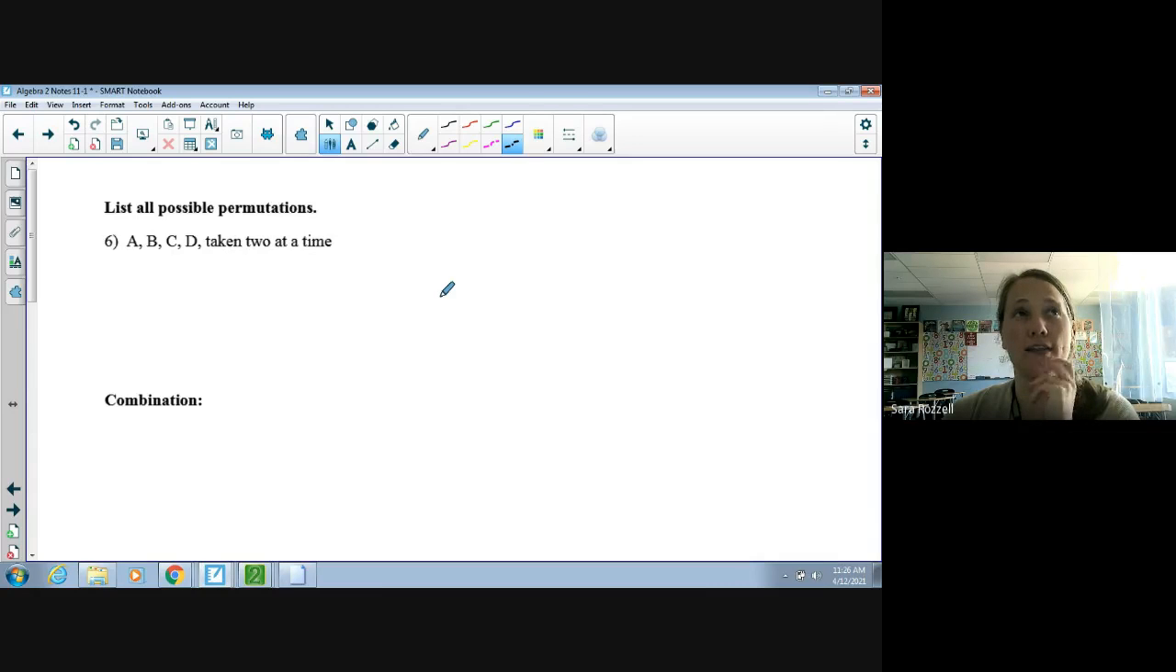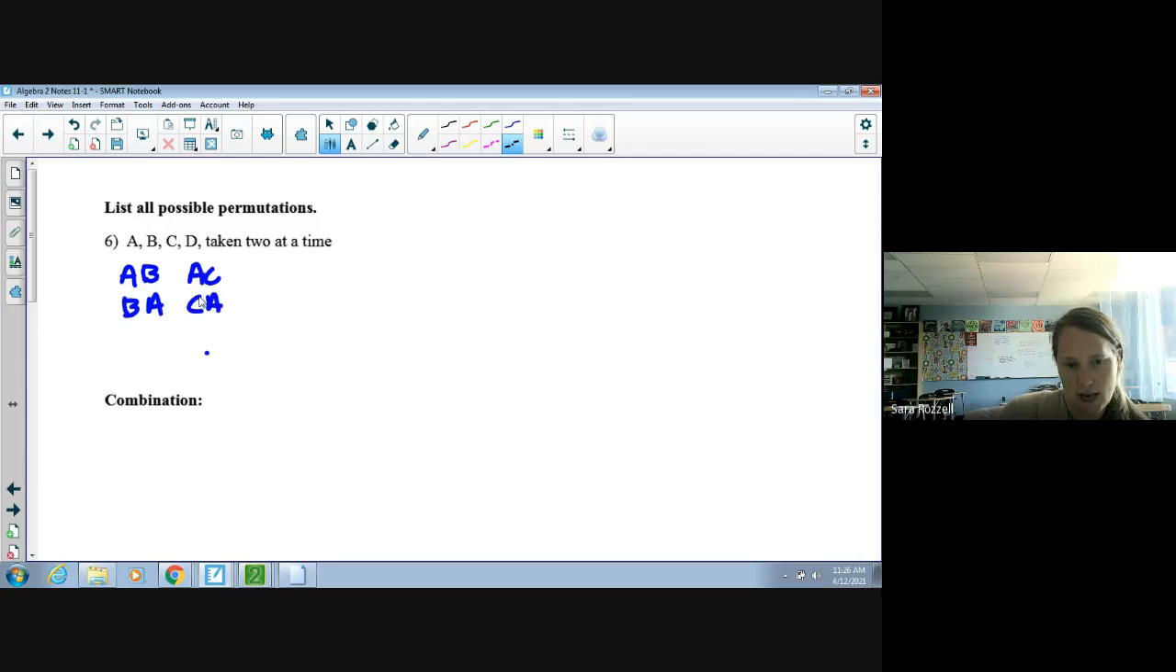Let's write them all out, and then I'll show you another way we can calculate that. We'll use Desmos for that as well. So we're going to write them out in pairs, and the order matters because it says permutation. So we've got AB, right? AB, and then what goes with that? BA as well. AC and CA. AD and DA. Is that all the ones that start with A?